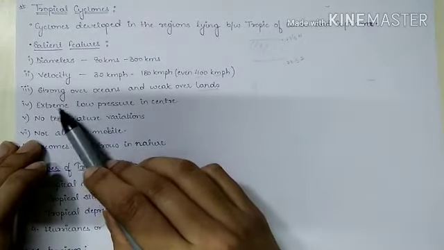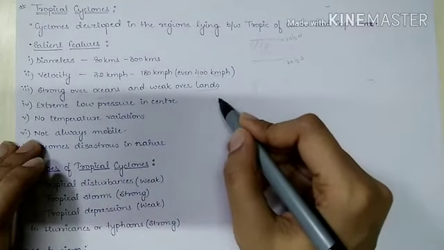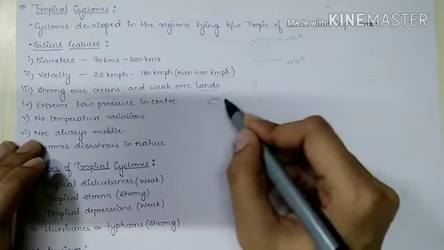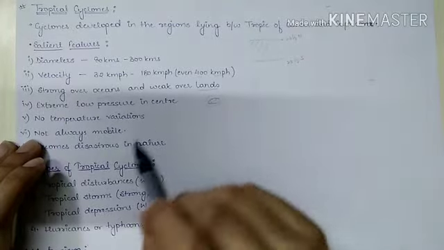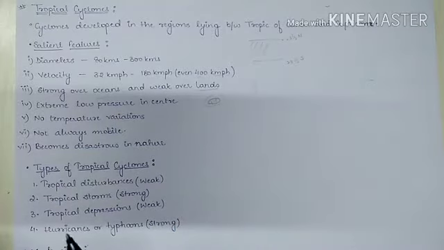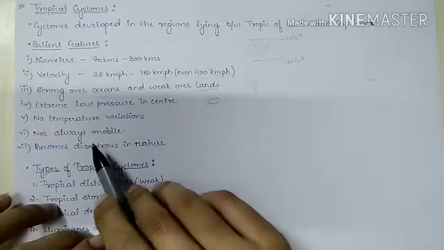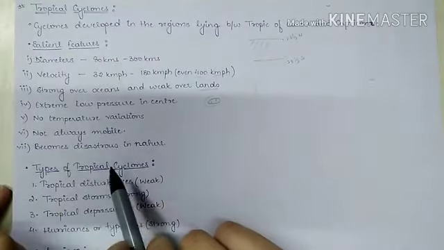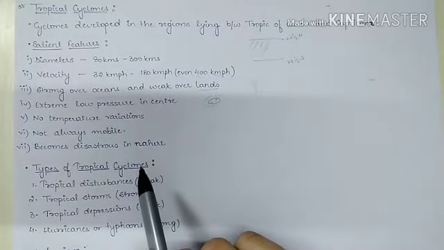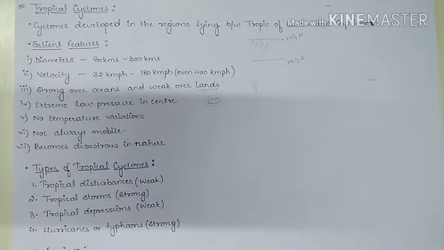Next we have extreme low pressure in the center. These are characterized by extreme low pressure in the center, and unlike temperate cyclones, they will have no temperature variations, and they will not be always mobile. Next, they become disastrous in nature. Sometimes their speed ranges from 180 kilometers to 400 kilometers per hour. So they become very disastrous in nature, and they cause various types of natural hazards.